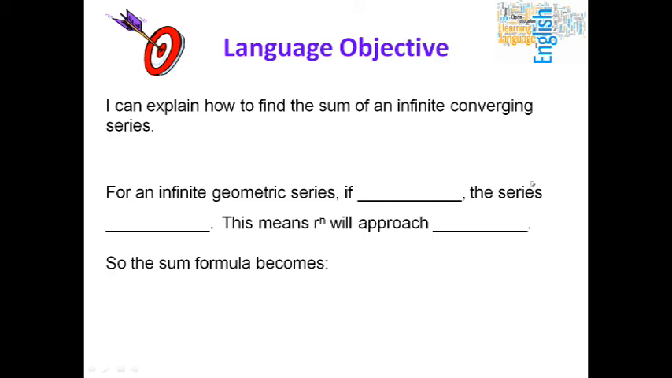Okay, there's your language objective. Try to explain how to find the sum of an infinite converging series. For an infinite geometric series, if the absolute value of r is less than 1, the series converges. This means S sub n will approach a limit S. So the sum formula becomes S equals a1 over 1 minus r.